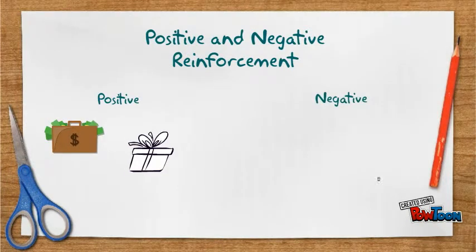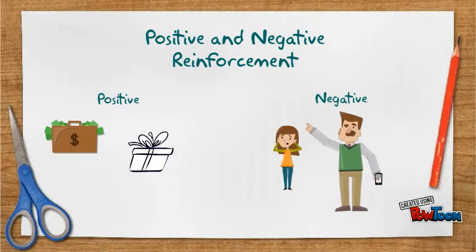Positive and negative reinforcement. Positive reinforcement is receiving something to increase or strengthen a behavior. Negative reinforcement is removal of something negative to increase behavior. For example, taking away a cell phone so the child will do homework or chores.